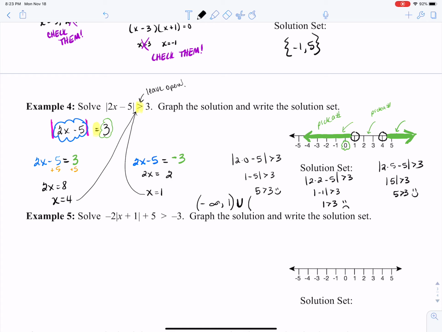And then my next set of parentheses, they're going to start at 4, not including 4, and they're going to go to infinity. And that is my solution set. I find it very easy to come up with a solution set if I already have a graph to look at. How did I get the graph? I found these two numbers right here, drew circles around them, and then plugged in a number to the left, in the middle, and to the right.